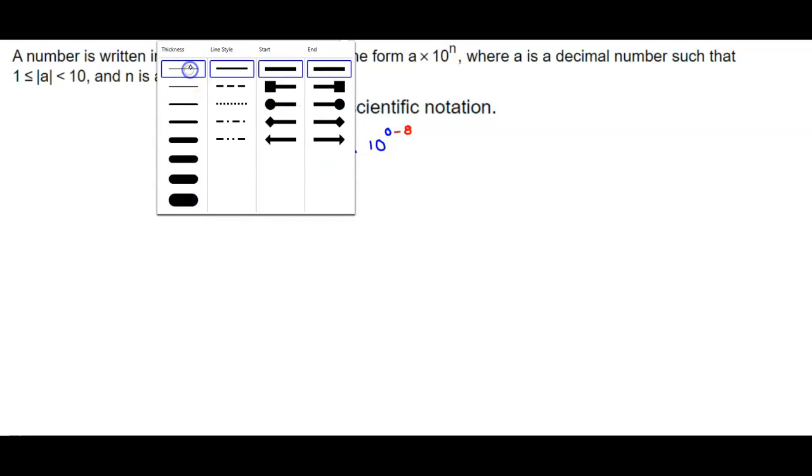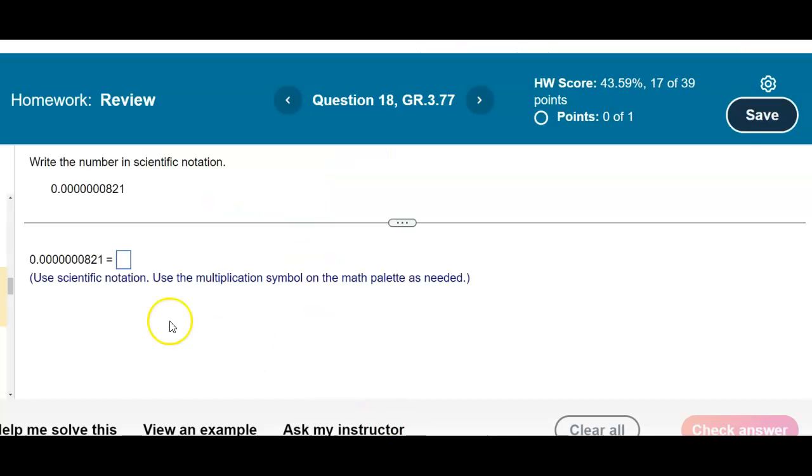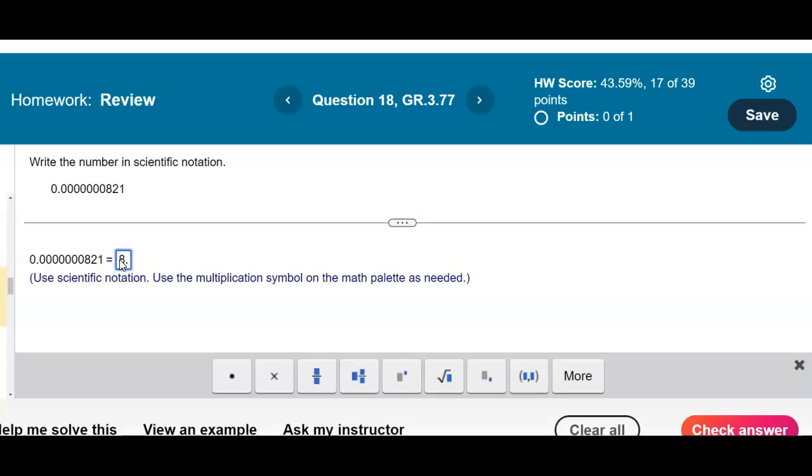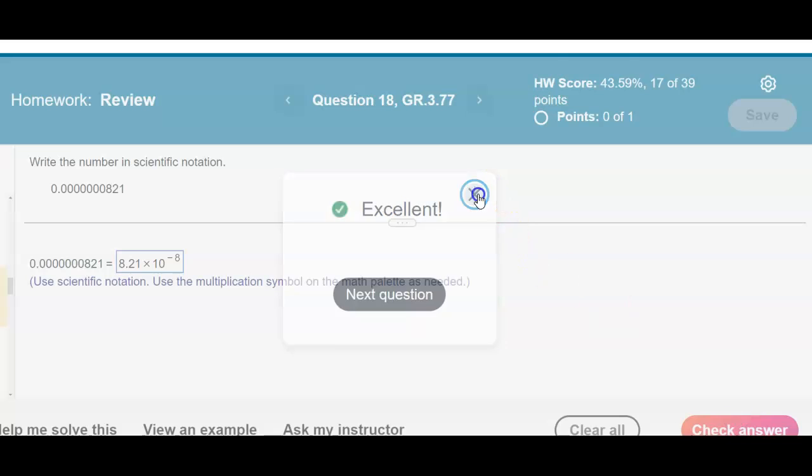And now, let's go ahead and write this. So this is now going to be 8.21, which again falls within that rule, times 10 to the what? 0 minus 8 is negative 8. So therefore, there is our scientific notation number. So it's 8.21 times 10 to the negative 8. So 8.21 times 10, the exponent of negative 8, and there is our result.